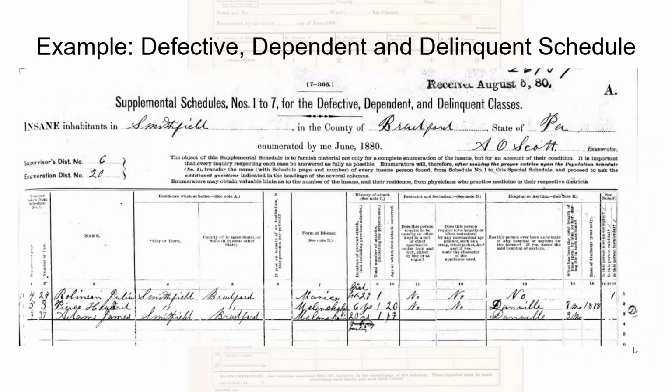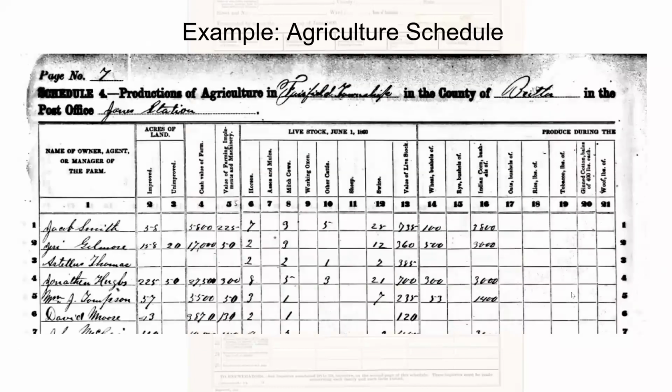Defective, dependent, and delinquent schedule. This one is from Pennsylvania in 1880. And it has the person's name, where they are, their disability, how old they are. It just gives you an idea of more people in your family's lives. Agricultural schedule: here, you can see that it has how many horses they had, how many cattle they had, how many pigs they had, wheat they grew. Just to give you an idea, a fuller picture of their daily lives.